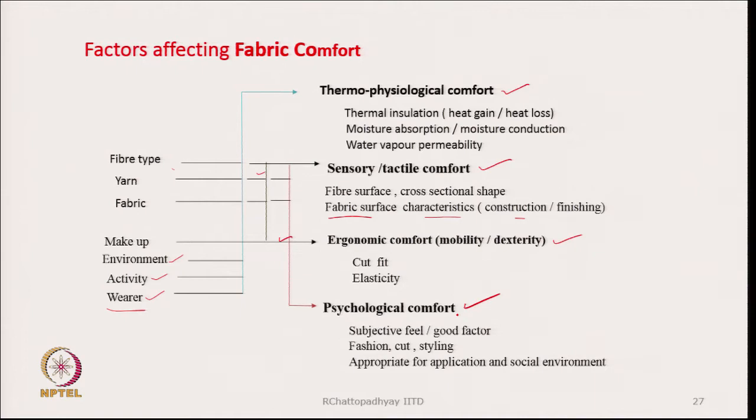Psychological comfort is basically a subjective feel, a feel-good factor, that is somebody feels good, and it is very subjective in nature. It also depends on the fashion, the cut, styling, and these are all basically dependent on the type of fiber that you have used, the yarn and fabric. Because this orange arrow, if you look at it, is connected to fiber type, yarn and fabric. So, these are the things which will affect the psychological comfort of a person who is wearing a particular dress.